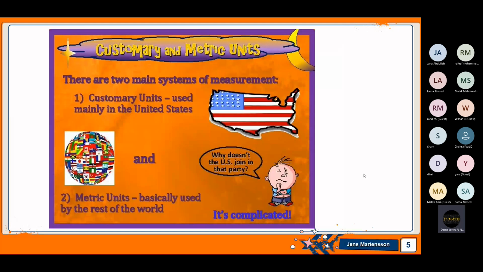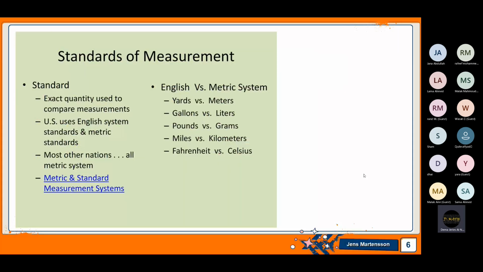Now what are the customary units, and what are the metric units? Let's see. The metric units are the units we use in our daily lives. If you want to say the length of a building, you will say it's 15 meters, in our countries.